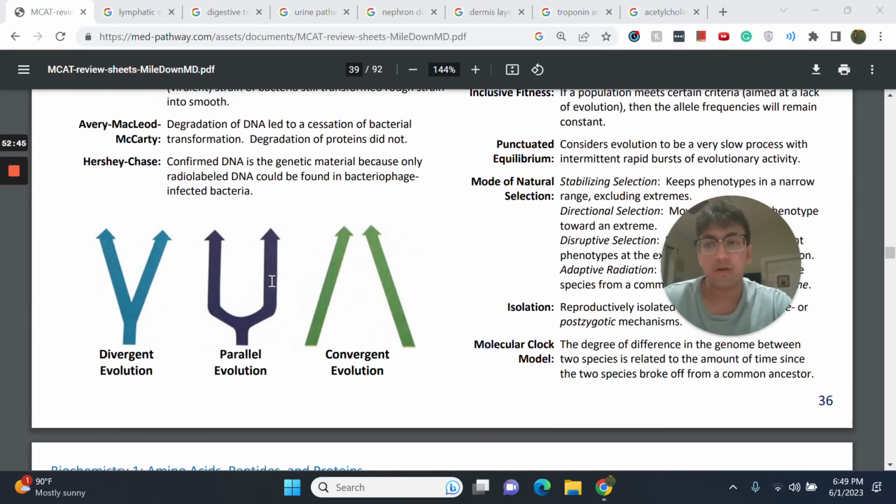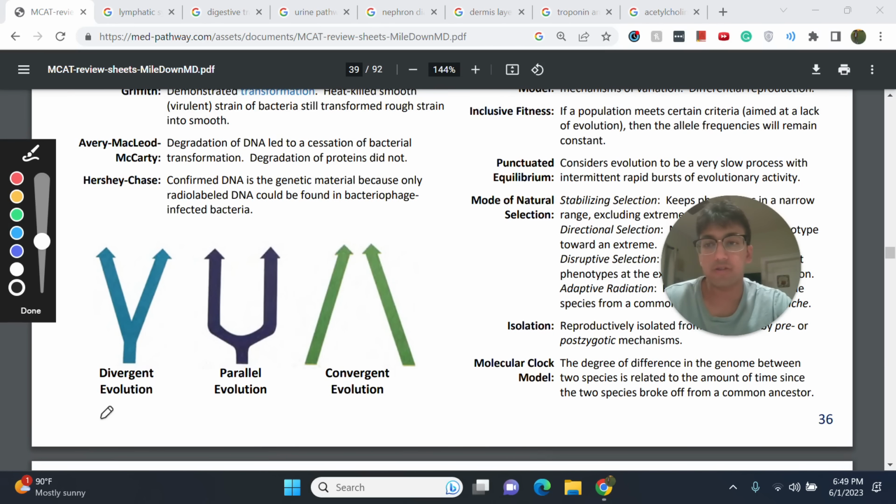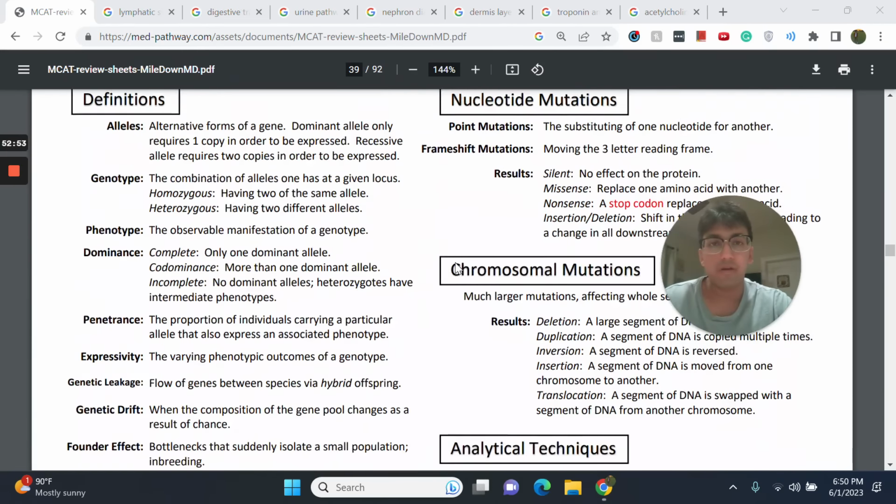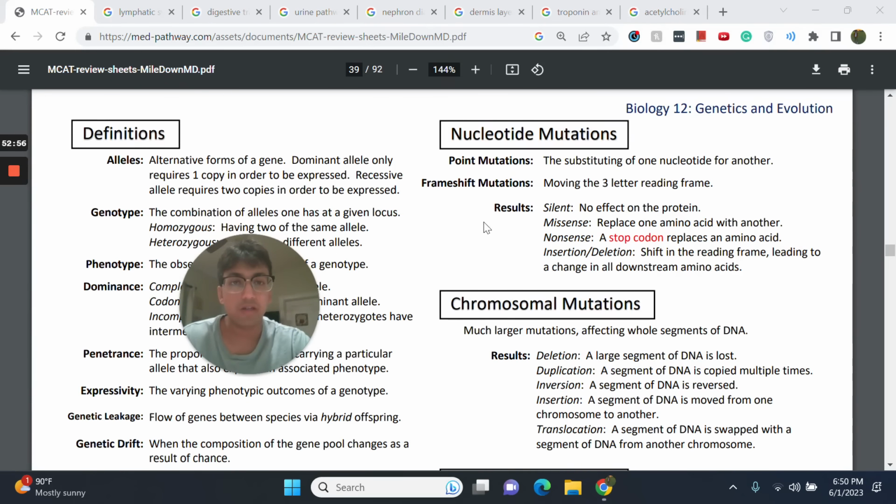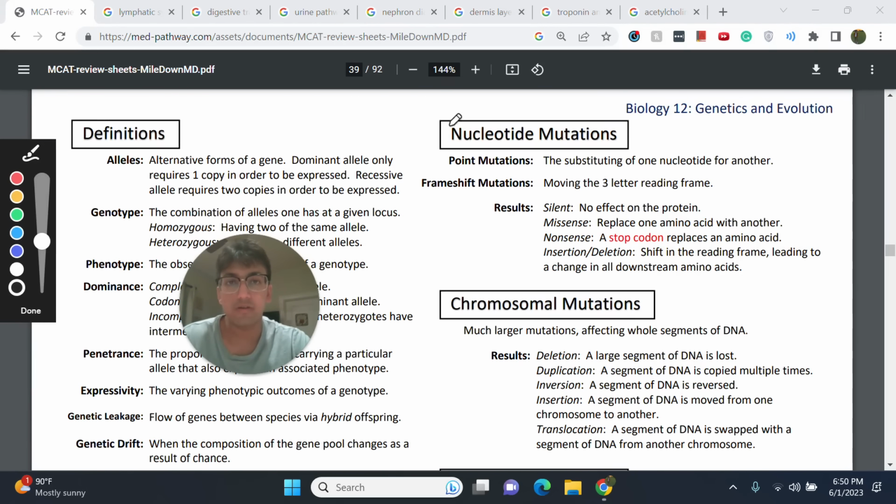Okay, these are different types of evolution, so you should know this: divergent, parallel, and convergent. And then we have nucleotide mutations. This is all very, very, very high yield for you to know. Nucleotide mutations can be point mutation or frame shift mutation, and the results can be silent, which means that there's a mutation, but it doesn't have any effect on the translation of the protein. There's missense and nonsense. Nonsense is when you have a stop codon, and so your amino acid chain might stop too early, and you don't actually translate everything that you need to, right? There's also missense, which means that one amino acid has replaced another amino acid.